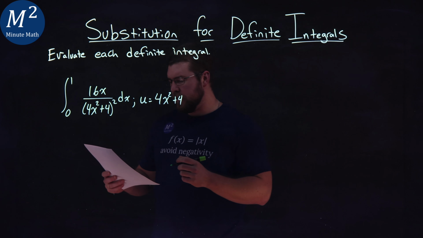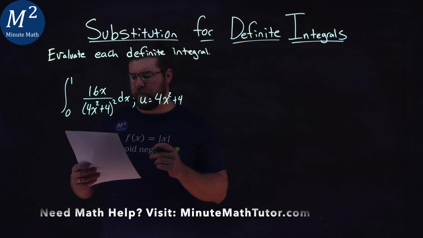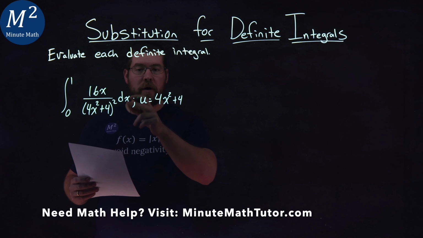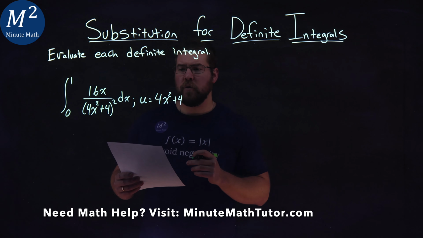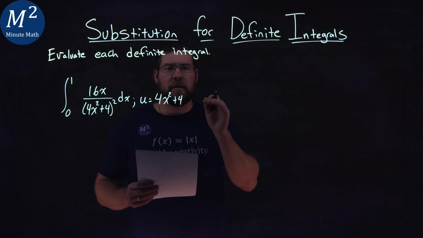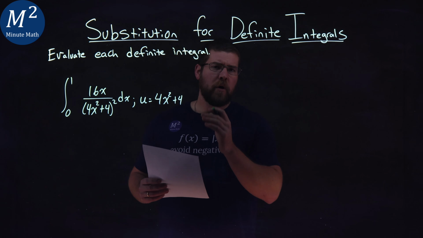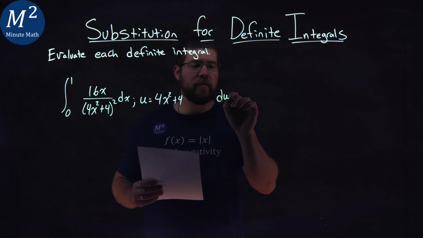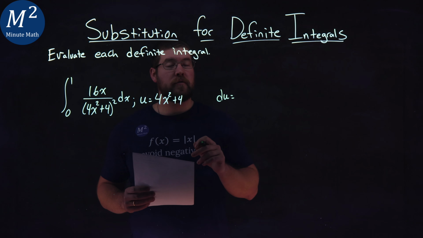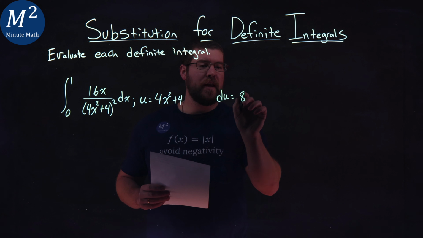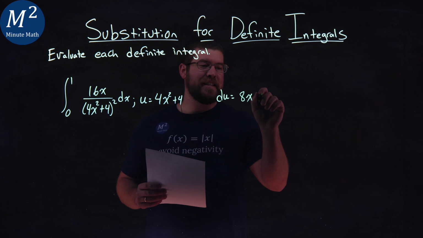We're given this problem right here. The integral from 0 to 1 of 16x over 4x squared plus 4, all squared, dx. And we're given a u value of 4x squared plus 4. And we have to evaluate this definite integral. Well, we're already given a u value, so let's go find my du value, the derivative here. Derivative of 4x squared plus 4. 2 comes down to be multiplied by 4 is an 8. So we have an 8x, and then a dx.